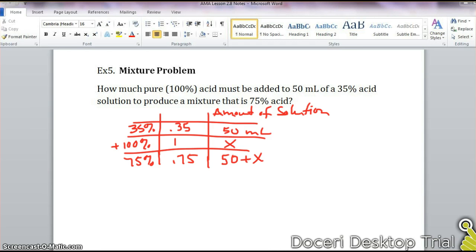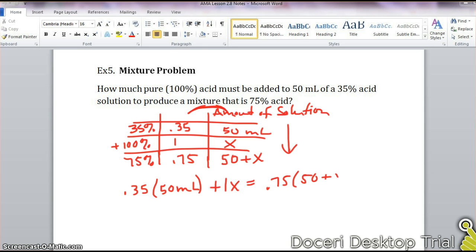And then I can create an equation out of this. Going across, I'm going to multiply, and going down, I'm going to add. And what I would have then is 35% of the 50 milliliter solution is acid. I want to add 100% to that, so that 1x, and then that's going to equal my 75% solution of the 50 plus x.